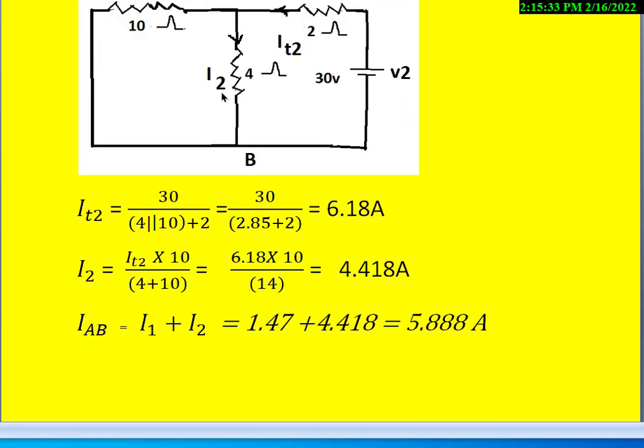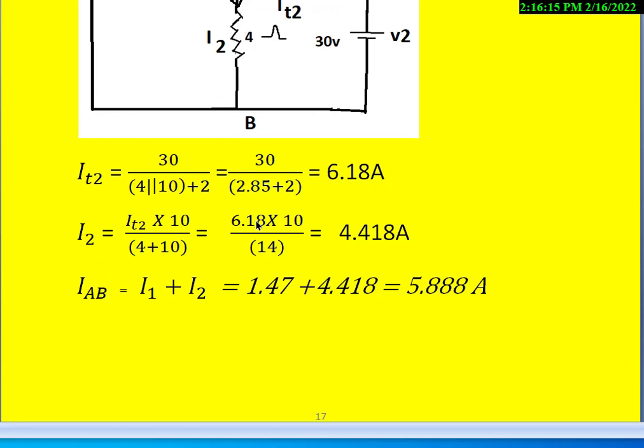Now we can calculate what is I2. I2 is nothing but IT2 into opposite arm, that is 10 ohms, divided by parallel resistors, that is 10 plus 4. Then simplify this. In place of IT2, use 6.18 amperes, then into 10 divided by 14. So that is equal to, we get 4.418 amperes.